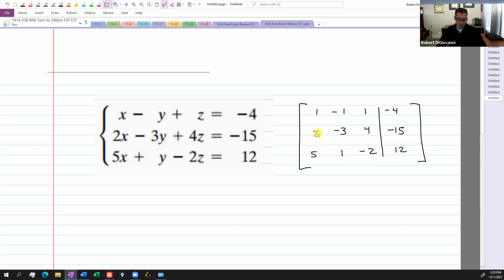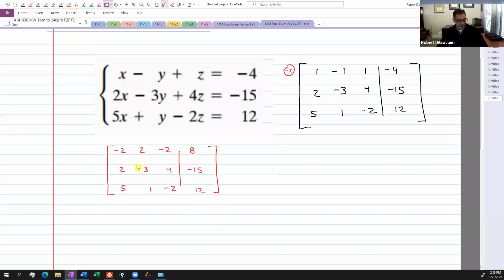I already have a 1 here, so I'm going to first go after this 2 and make it a 0. So I hit the top one with -2. My new system, I'm working fast here. -2, 2, -2, 8. That's me passing a -2 through the top. The next row stays the same. And the last row stays the same. All right, now I add these 2 rows together, and that will become my new second row.